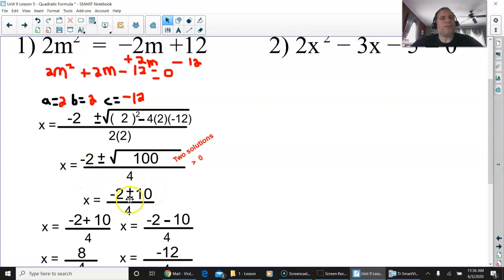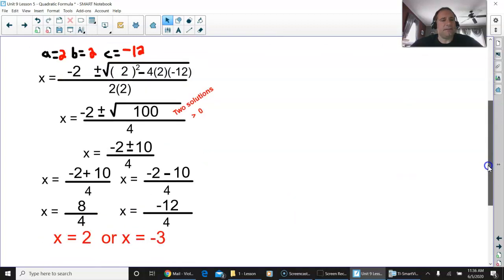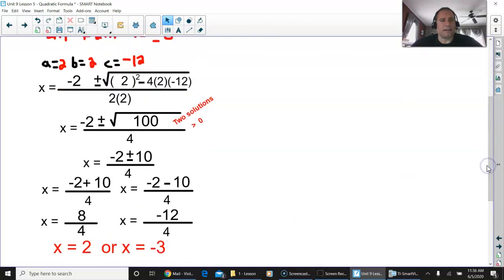And you have negative 2 plus or minus 10 over 4. Negative 2 plus 10 divided by 4 comes out to 8 divided by 4, and that's x equals 2. And then the negative 2 minus 10 is negative 12 over 4. Negative 12 over 4 is negative 3. So you do have two solutions. You knew it up here when this was greater than 0.